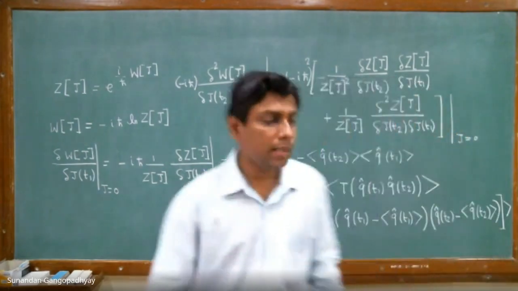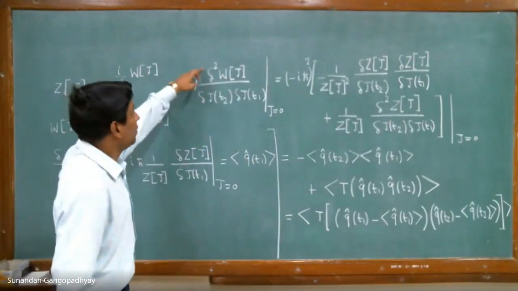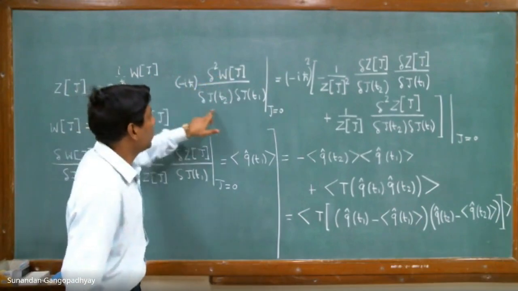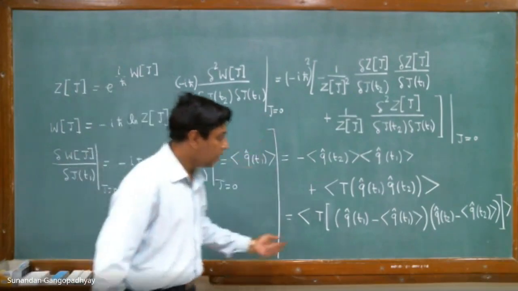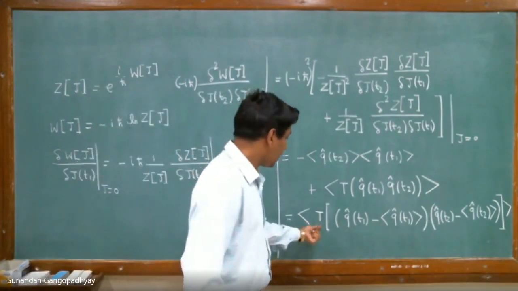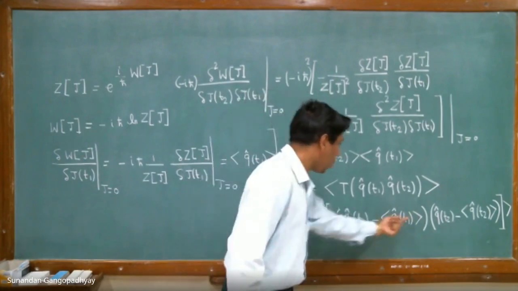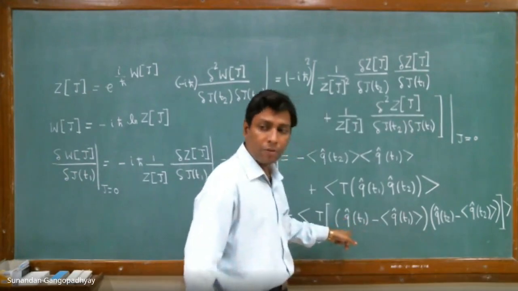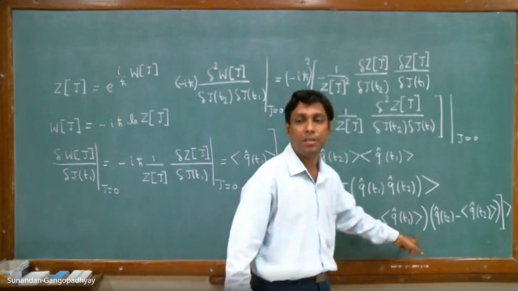So what you can see is that this object, minus i h bar del 2 W of J differentiated twice and evaluated at J equal to 0, gives basically the time ordered product of these operators, but it is not only these operators, it is the time ordered product of the deviation of the operators from their means.